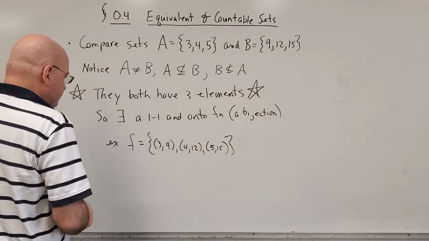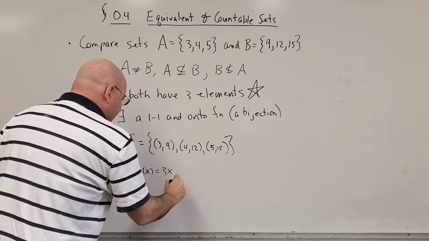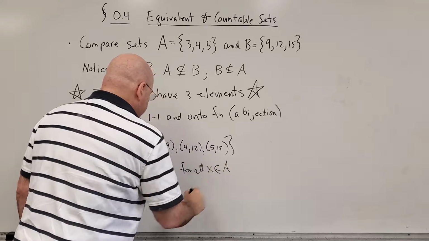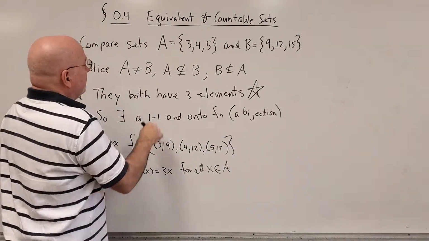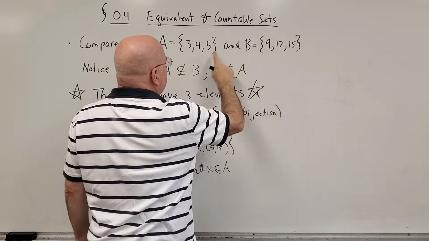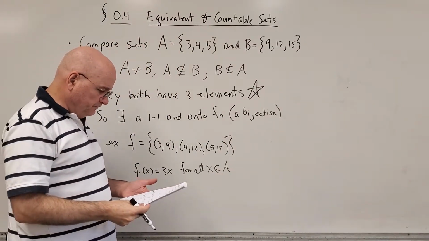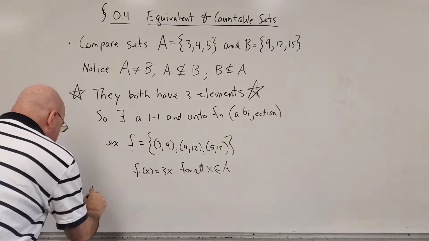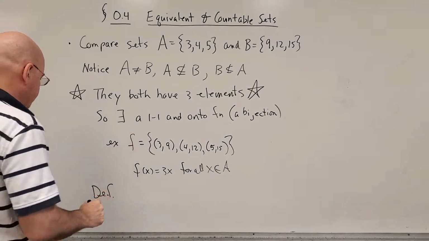Another way we could write this is simply f(x) = 3x for all x in the set A. These 2 are equivalent functions. Notice that 3 times 3 gives you 9, 4 times 3 gives you 12, 5 times 3 gives you 15. I'm going to squeeze one more definition down here, formally defining what equivalent means.